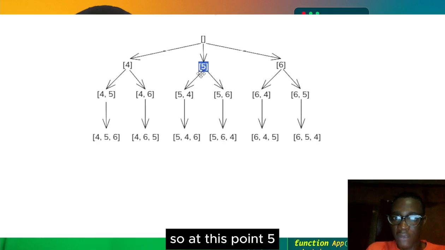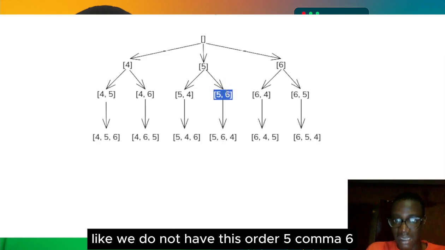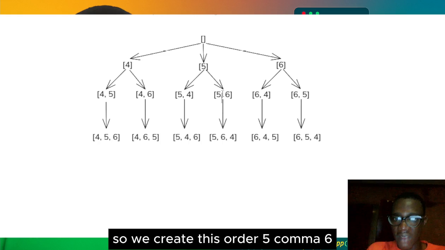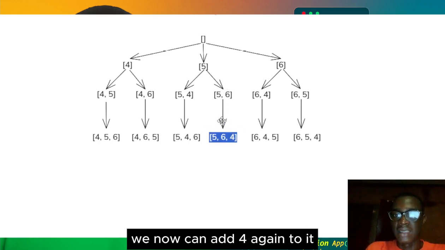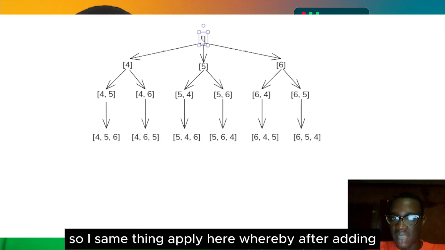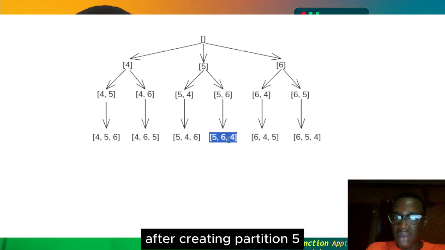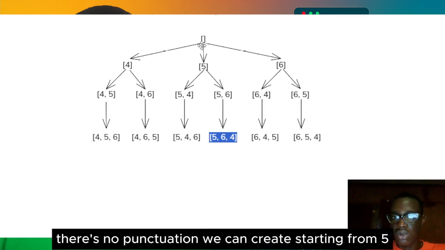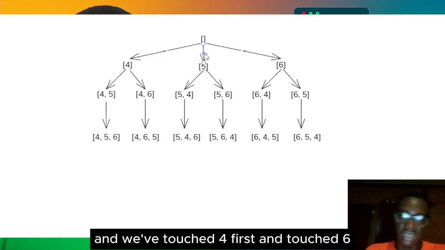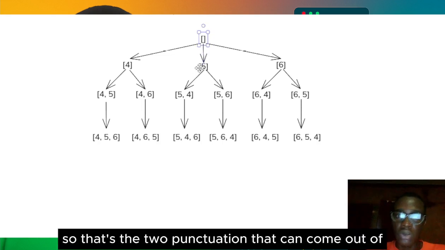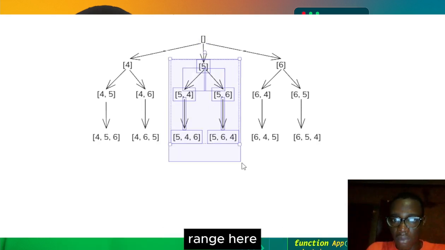So at this point, at 5, we see that we have not added 6, like we do not have this order 5, 6. So we create this order 5, 6, and then after creating it, we can add 4 to it. Same thing applies here: after creating permutations 5, 4, 6 and 5, 6, 4, there's no permutation we can create starting from 5. Why? Because we've touched 6 and then 4, and we've touched 4 first and then 6. So those are the two permutations that can come out of this particular range.